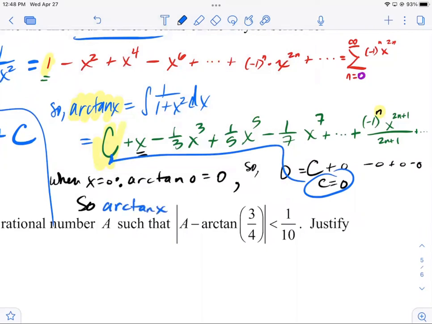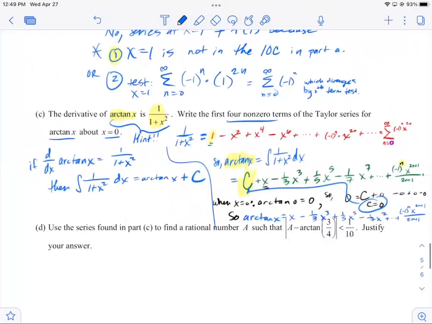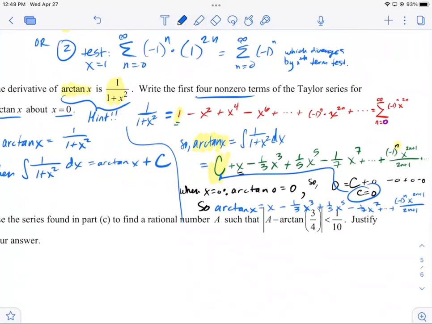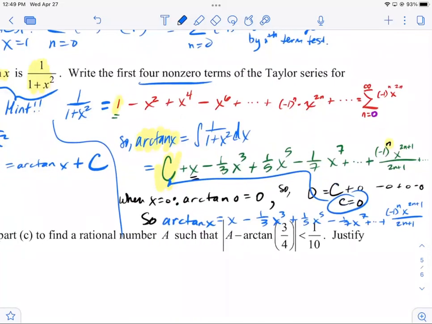Arctangent of x is just x minus 1/3 x cubed plus 1/5 x to the 5th minus 1/7 x to the 7th plus dot dot dot plus -1 to the n times x to the 2n plus 1 all over 2n plus 1. Did it say to find the interval of convergence? No, but if it did, we would have to test -1 and 1 again.